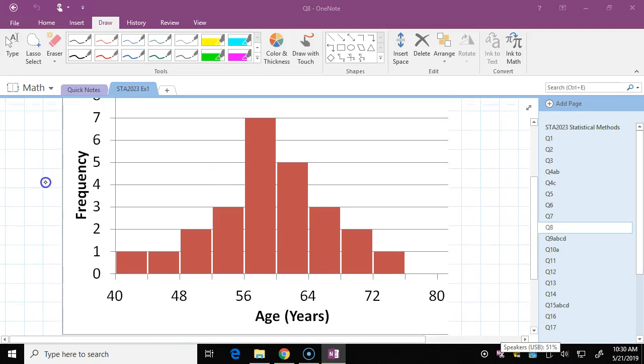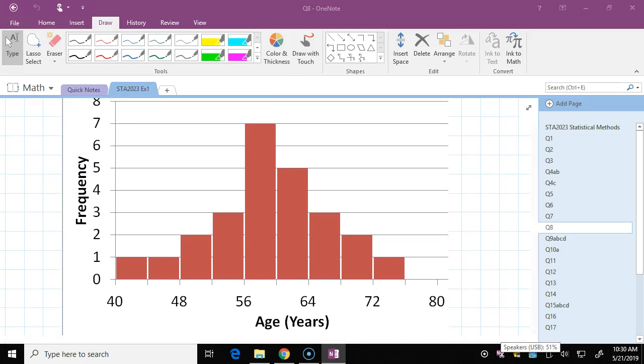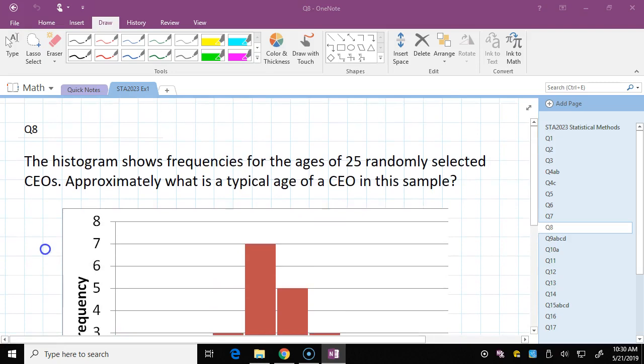And do we have the right frequency table for this guy? Yeah, we do. Okay. Perfect.